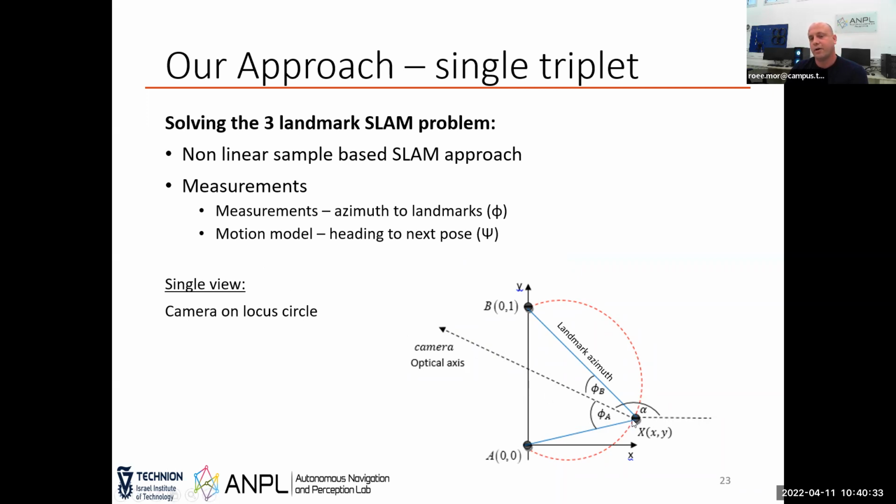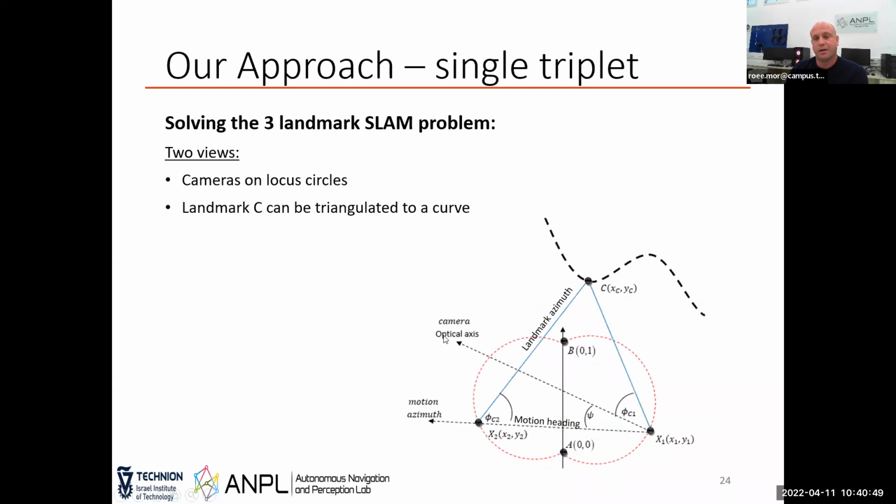So I'll just talk about the geometry of the problem a little bit. It turns out that if you have azimuth measurements from the camera to two landmarks, then you can infer that the camera is located on a specific circle, a part of a circle. Okay, this is called the locus circle. And if you have 2 poses of the camera, the camera is located here and then it's located here, and you have measurements for A and B landmarks from these 2 poses, then you can infer that the camera is on 2 locus circles at 2 different times, okay?